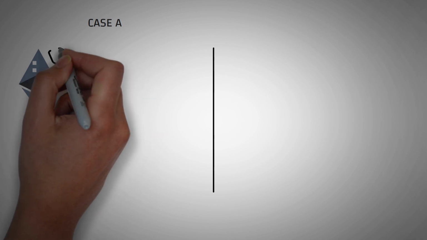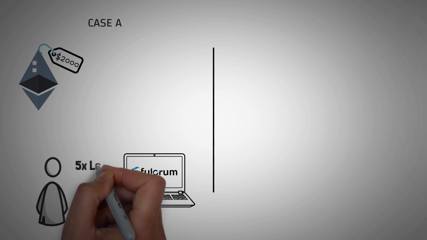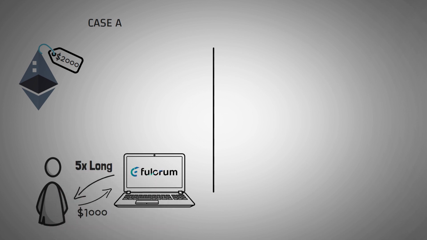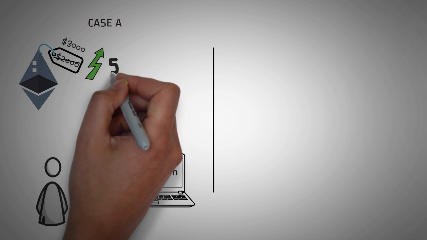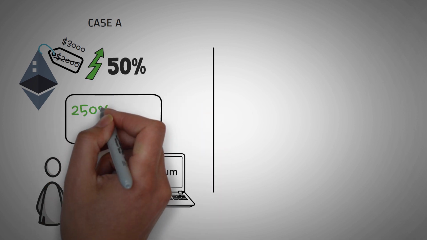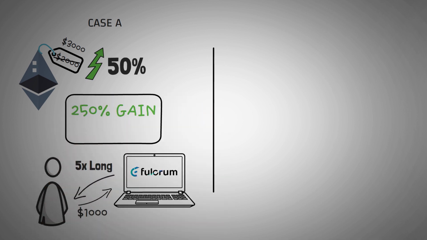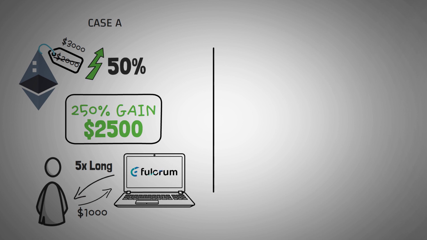Case A. Ethereum is at $2,000. You buy $1,000 worth of something called a 5x long from Fulcrum, essentially investing $1,000, hoping that it'll go up. In this case, you are right. Ethereum moved from $2,000 to $3,000 overnight. This means it went up 50%. And since you were 5x long on it, you earned 250%, because 50% times 5 is 250%. Meaning you made a profit of $2,500. This is an example of when times are good, but let's go over when times are bad.